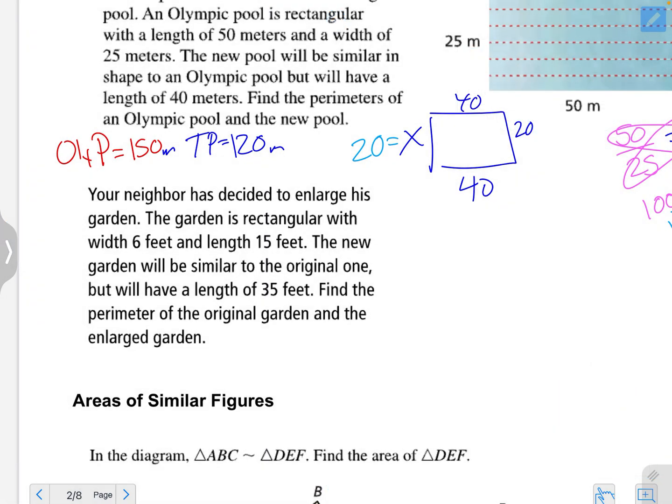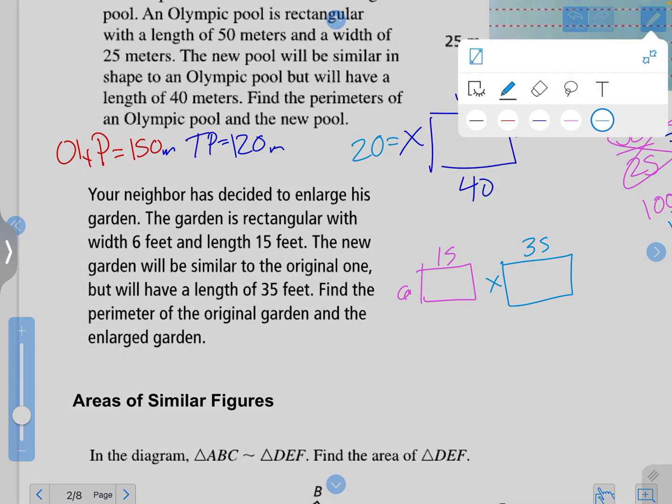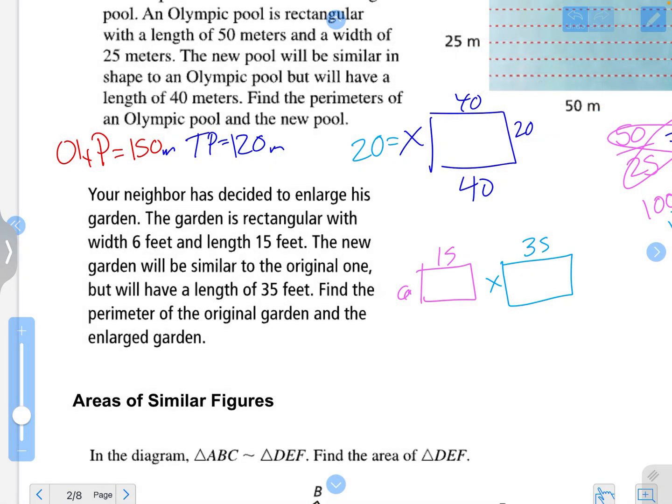So your neighbor's going to enlarge a garden. The garden is a rectangle with 6 by 15. Let me actually put those in the correct spot. The new garden is going to be similar, but it's going to have a length of 35. And then what is going to be the perimeter of the other one? So we can do this, yeah.